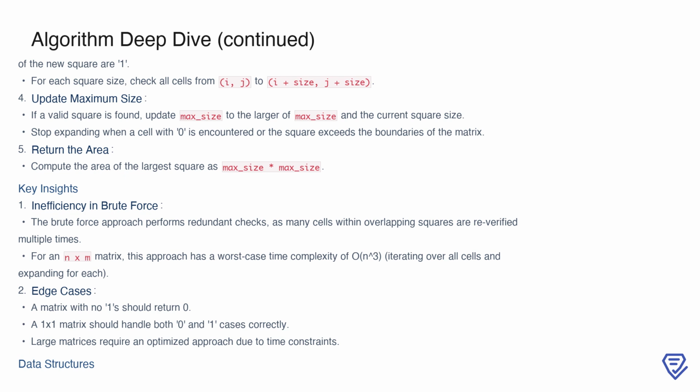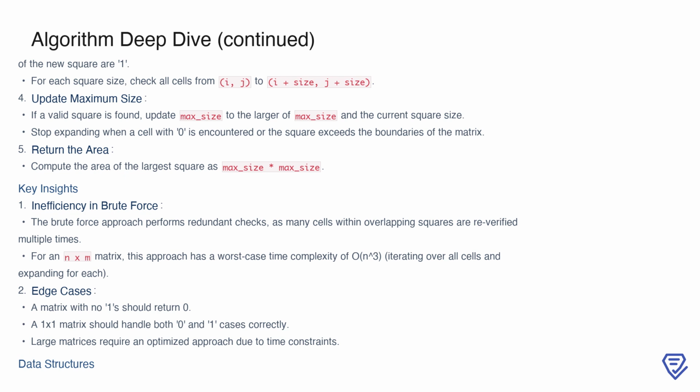Finally, once all potential squares in the matrix have been evaluated, the area of the largest square is calculated as max_size * max_size. However, this brute force approach is inefficient due to its redundancy. Many cells are checked multiple times when evaluating overlapping squares. This results in a worst-case complexity of n³ for an n×m matrix, making it impractical for larger grids.